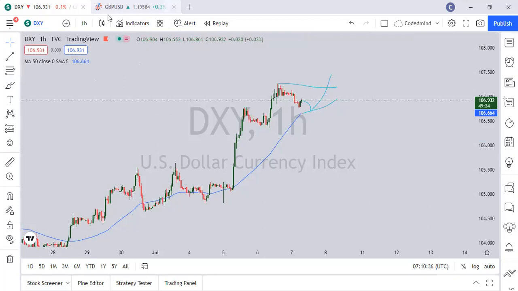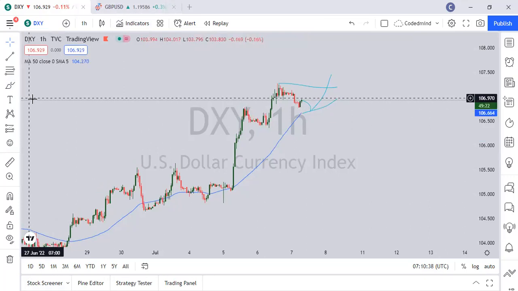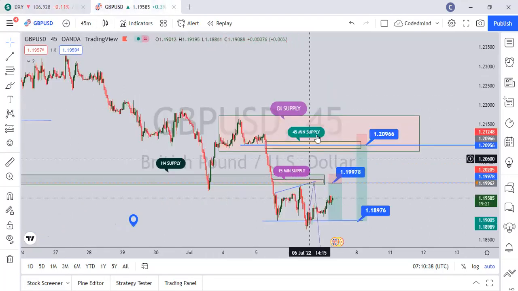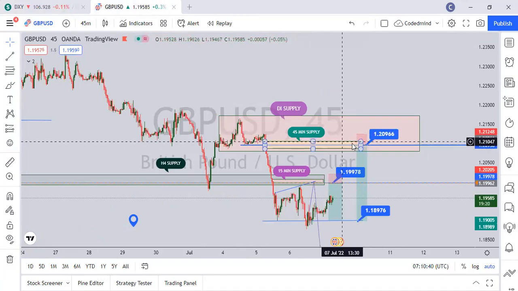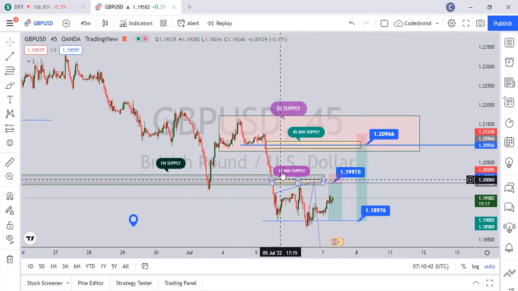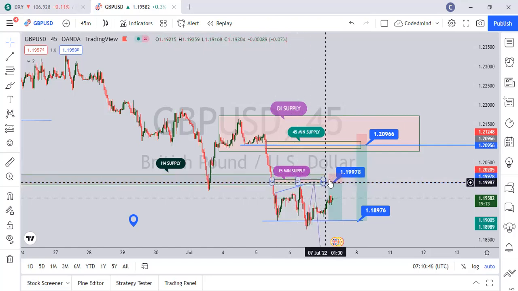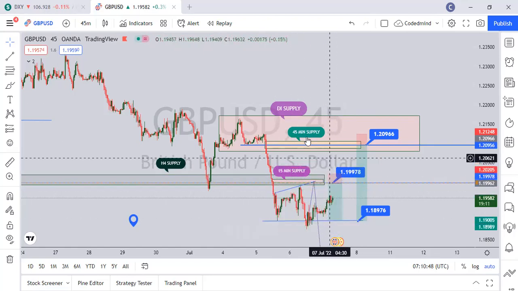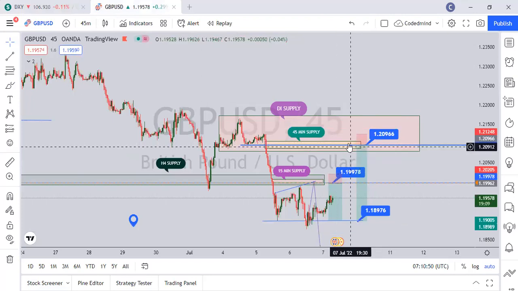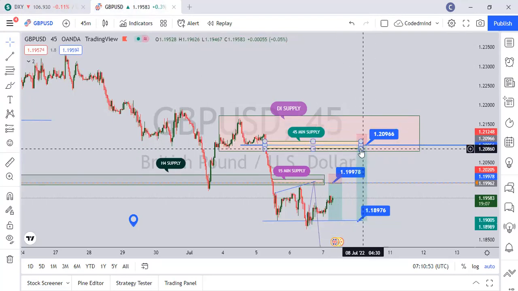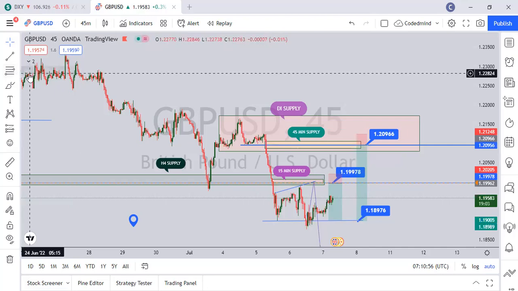Now on GU, I'm looking to make my entries on the 45-minute supply and then the 15-minute supply. So if the 15-minute holds, that is our first short. But if it doesn't hold, we are looking at the 45-minute zone up there to short GU. All right.